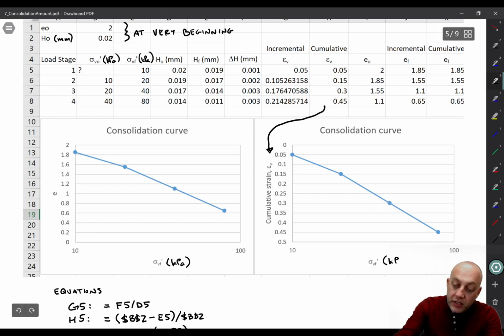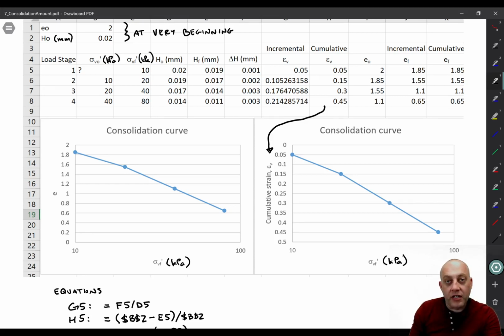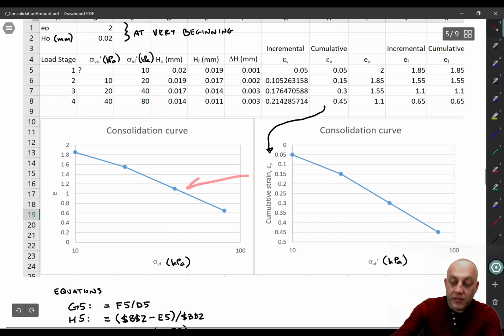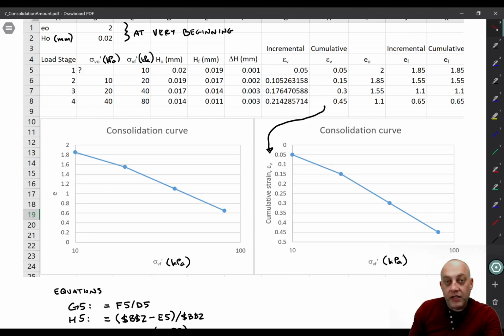It's also common to plot cumulative strain versus sigma v prime on a log scale as well. So these two curves basically look the same. It's just that the vertical axis means something different, right? This is cumulative volumetric strain, this is void ratio, but they are linearly related to each other.